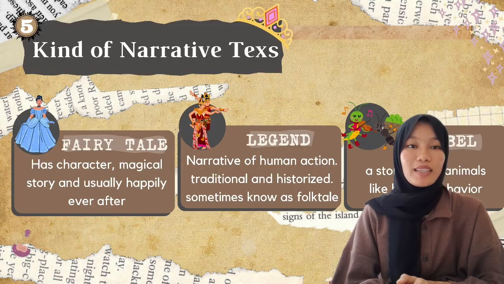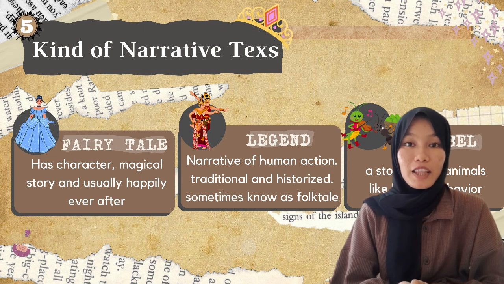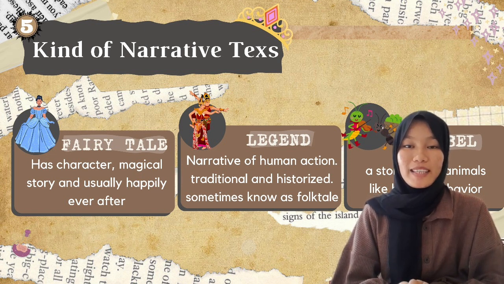The next material is kinds of narrative text. There are several kinds of narrative text. The first one is fairy tale. Fairy tale has characters, a magical story, and usually a happily ever after. For example, the story about Cinderella and Snow White.